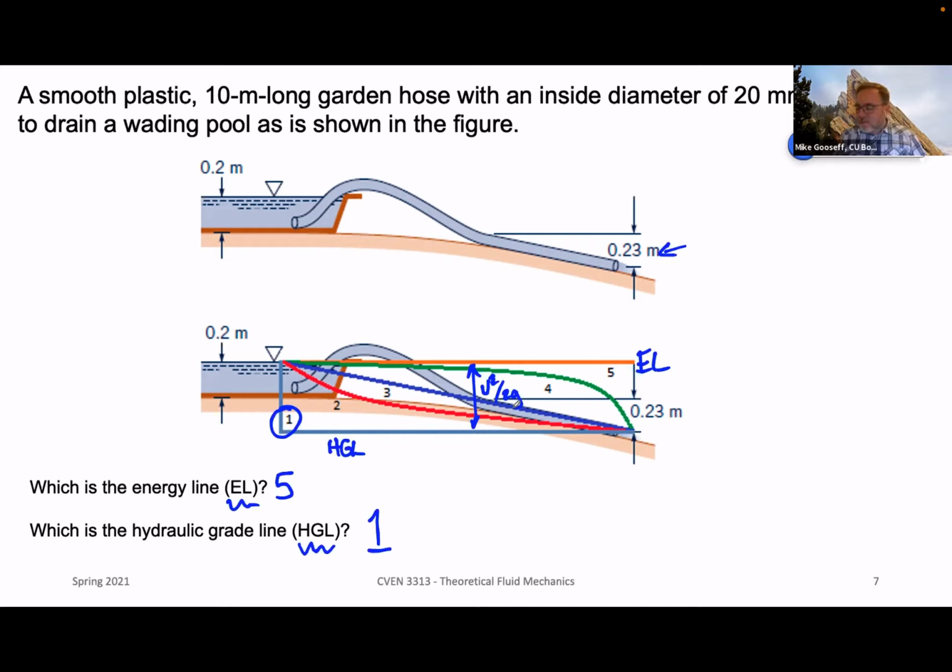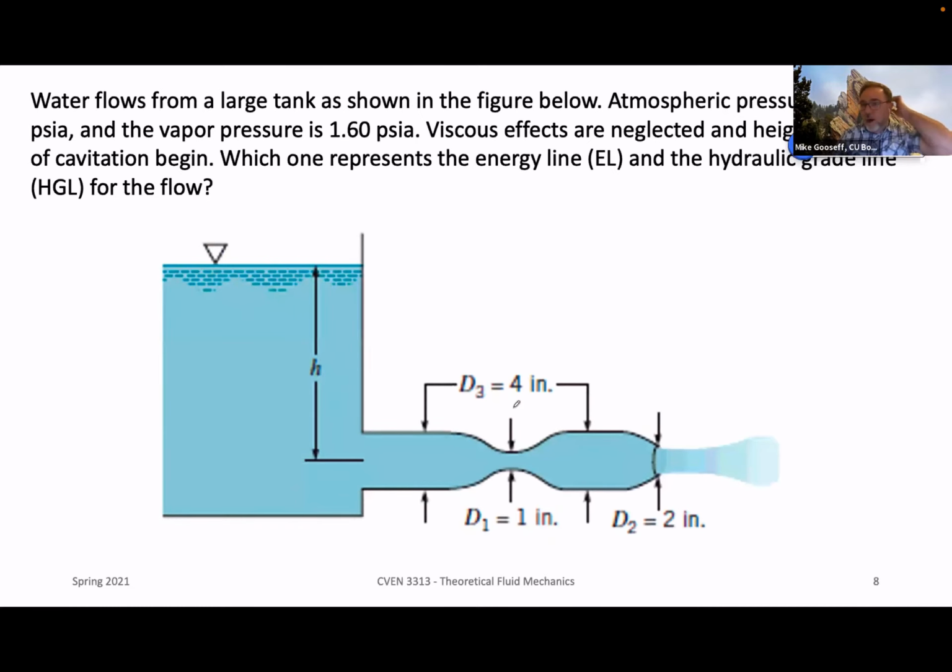So 2, 3, and 4 have curvature to them, and there's no good way for us to explain the curvature or the change in the velocity head implied by those curvatures. So that's another way to think about it, omitting the other possibilities to get to 1. So great. Okay, wonderful. In this case, I'm going to draw these two in, the energy line and the hydraulic grade line. So let's read the problem statement.